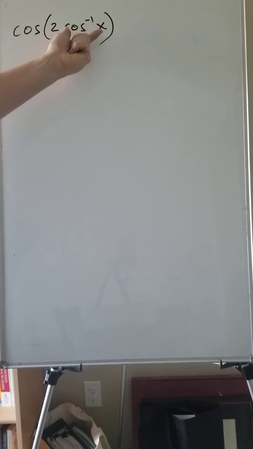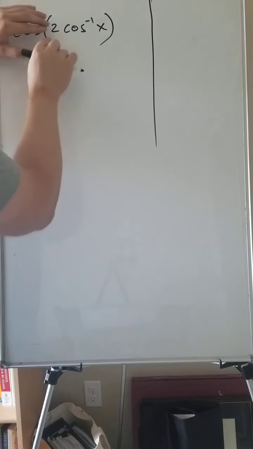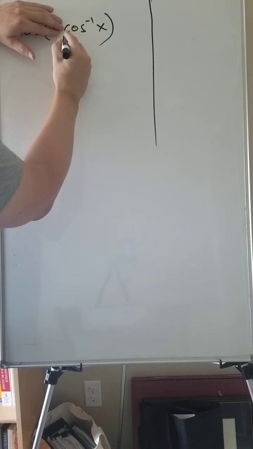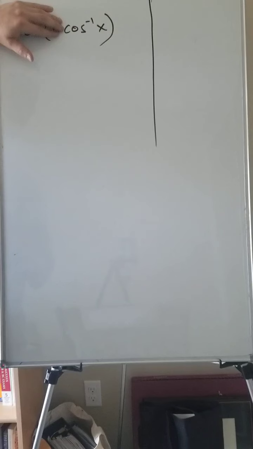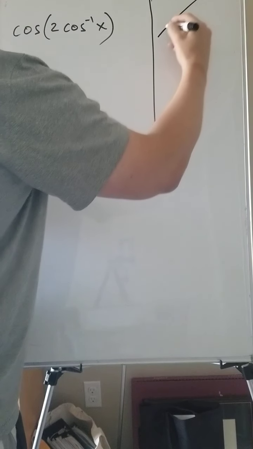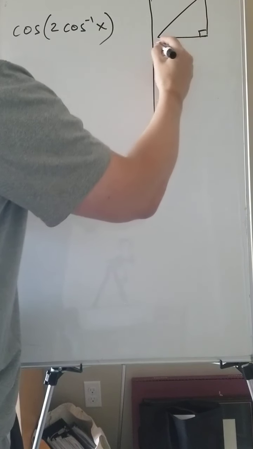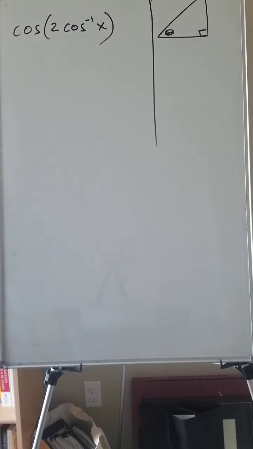And again, what does the inverse trig function represent? That represents some angle. So that's all I'm really worried about right now. Don't worry about the 2 for a second. Remember, this part right here, the cosine inverse of x, represents some angle again. Probably just call your angle theta. So I'm going to draw my triangle still, and put theta in one of the acute angles. I'll just put it there again.